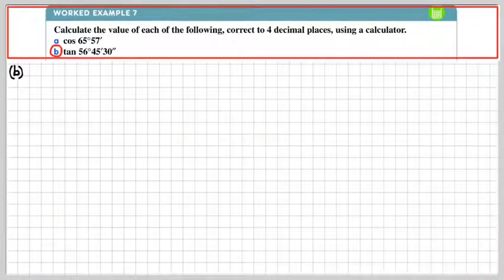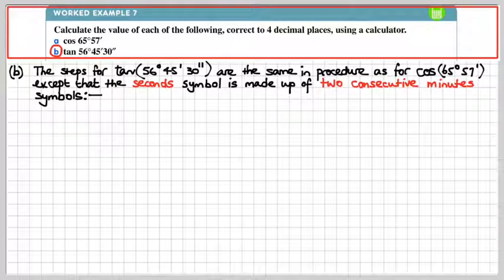There it is. Now we're going to do tan 56 degrees 45 minutes and no less than 30 seconds. Okay, that's no problem to us. The steps for tan 56 degrees and 45 minutes and 30 seconds are exactly the same in procedure as we just did for cos 65 degrees and 57 minutes, except, guys and gals, that the seconds symbol, this little funny looking double dash here, is made up of 2 consecutive minute symbols.